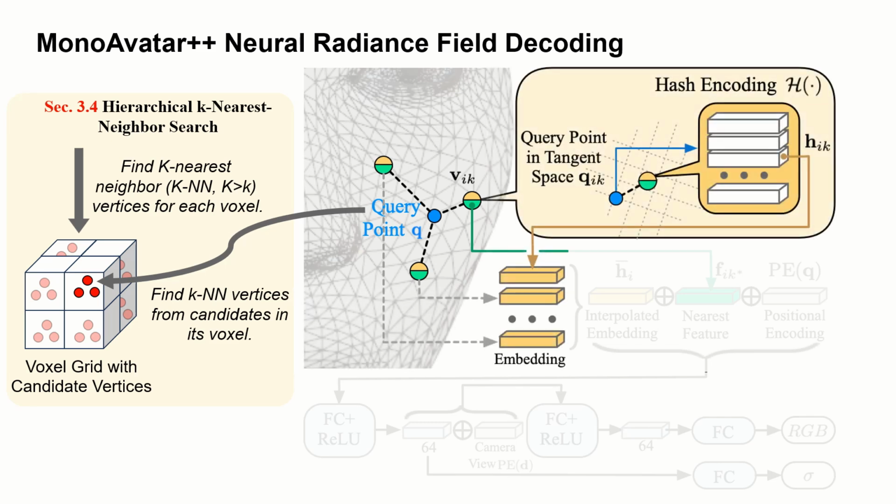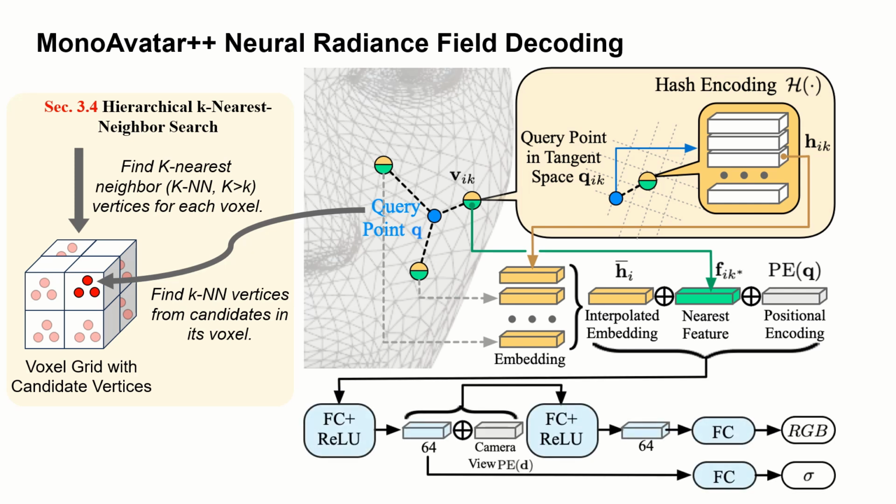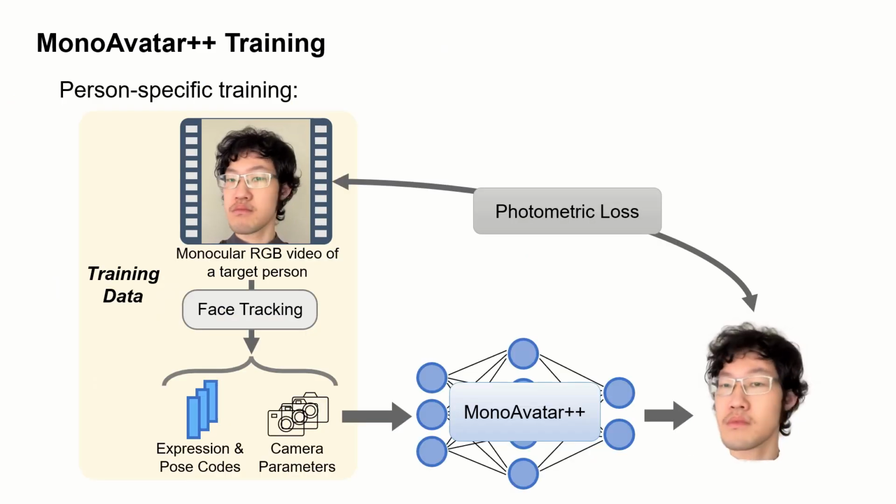After getting the k-nearest neighbor vertices, we pull the embeddings from the attached hash tables via hash encoding. The pulled embeddings are interpolated based on the query point coordinate, and finally fed into a two-hidden layer MLP together with the coordinate and the attached feature of the nearest vertex, to efficiently predict the density and the color, which form the radiance field. Our MonoAvatar++ is a person-specific model.